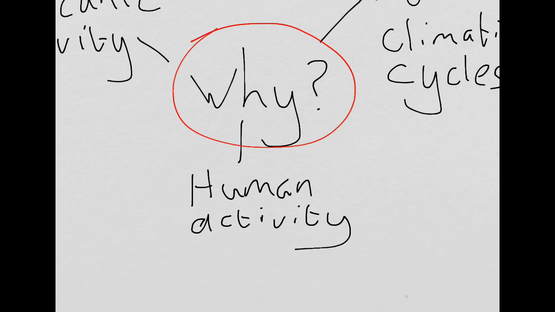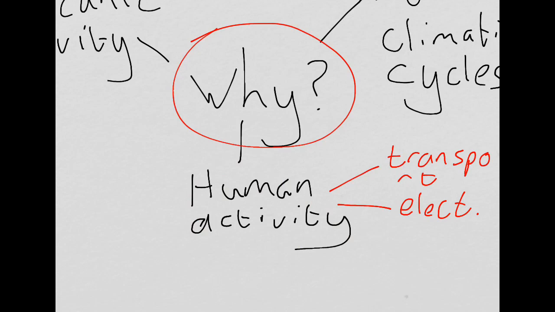The third cause is this idea of human activity, and this is what we're really concerned with from now on. So the burning of fossil fuels releases pollution into the Earth's atmosphere, and this causes the greenhouse effect and therefore global warming. The burning of fossil fuels could be for transport, i.e. in the use of vehicles. It could be to produce electricity, so in power stations, and it could be for heating our homes.